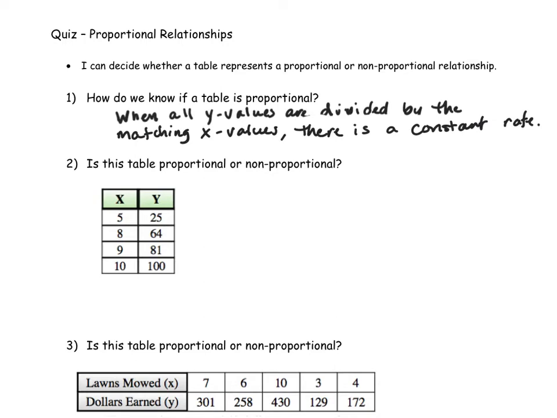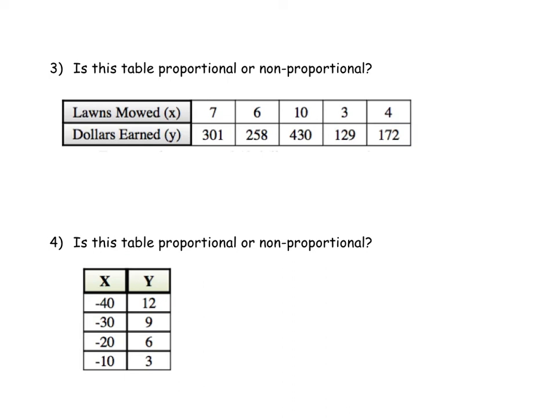Number 2, is this table proportional or non-proportional? Question 3. Is this table proportional or non-proportional? Since this is a proportional table, what is the constant of proportionality, otherwise known as a unit rate or k-value? The constant of proportionality, also known as a unit rate, also known as the k-value, is 43.